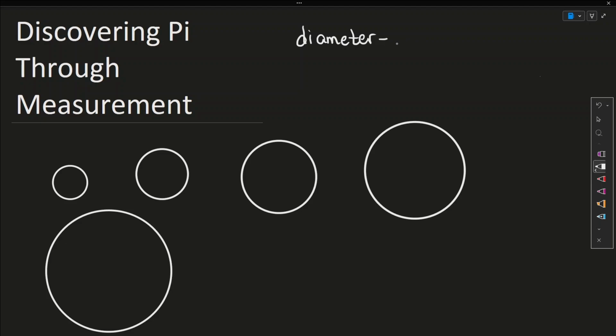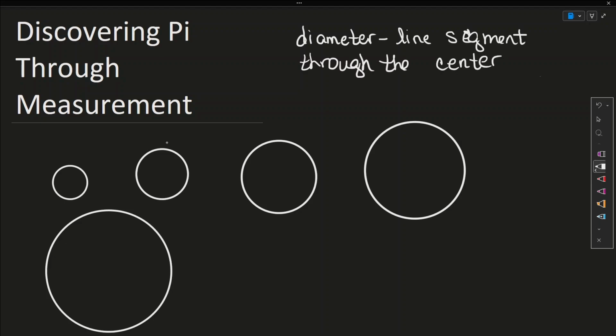So it is a line segment through the center, and both of the endpoints need to be touching the circle. So for instance, for the smallest one, this right here would be my diameter. Let's say the diameter, so I'll denote this by D. For the first one is 1 centimeter.